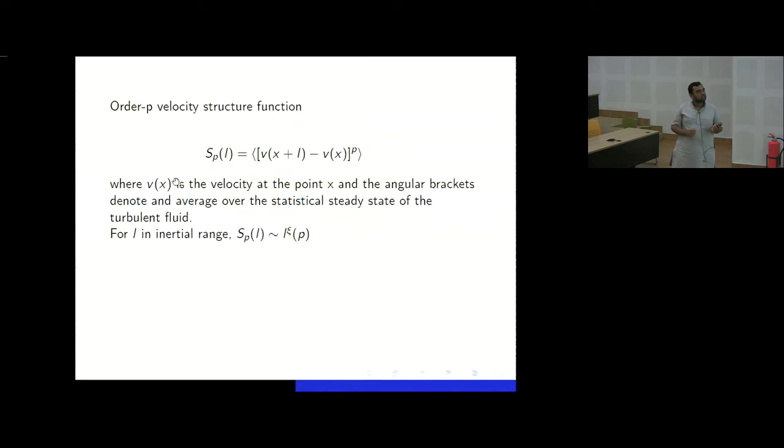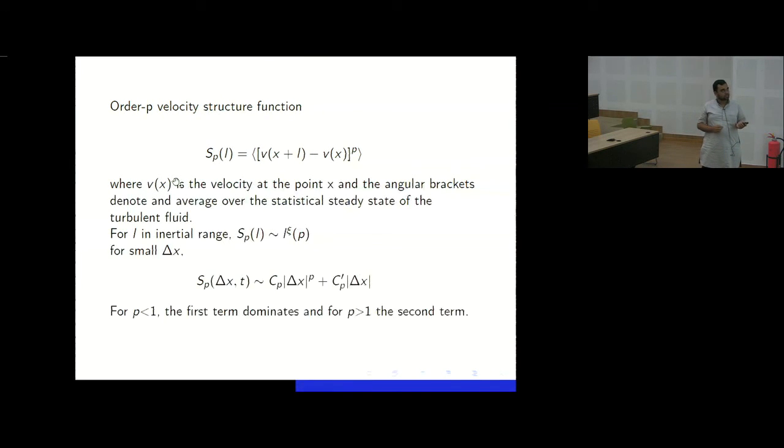Now if we look at the structure function, as Shailendra was telling, this is the spatial order p velocity structure function. We can think of this as the difference of velocity to the power p. For small delta x, we can think of this as a derivative, so the pth power will be the derivative to the power p, and at the shock point this will go as delta x. We can expand the order p velocity structure function in this form, and if delta x is a very small number, then for p less than 1 the first term will dominate, and for p greater than 1 the second term will dominate.